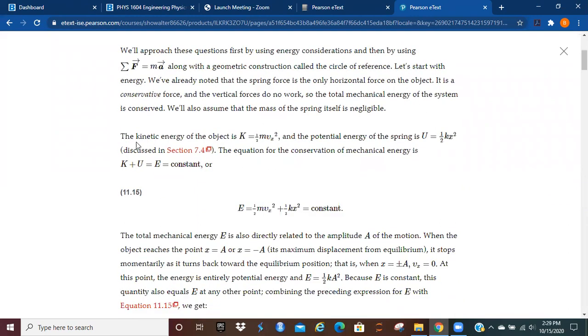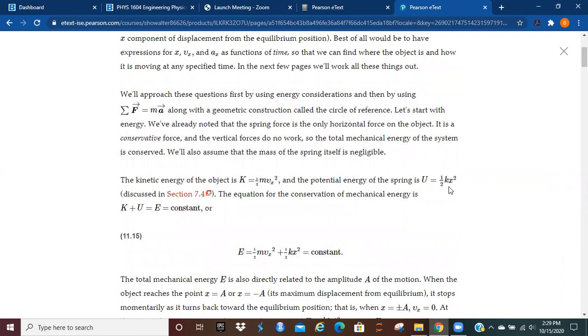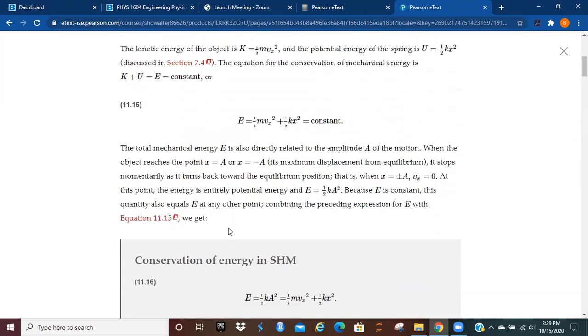So the kinetic energy, as you may remember, for the object is equal to 1/2 m v_x squared, the velocity in the x direction squared. Potential energy is the energy in the spring, 1/2 k x squared. So the equation for the conservation of mechanical energy is the kinetic plus the potential, and that is equal to a constant.